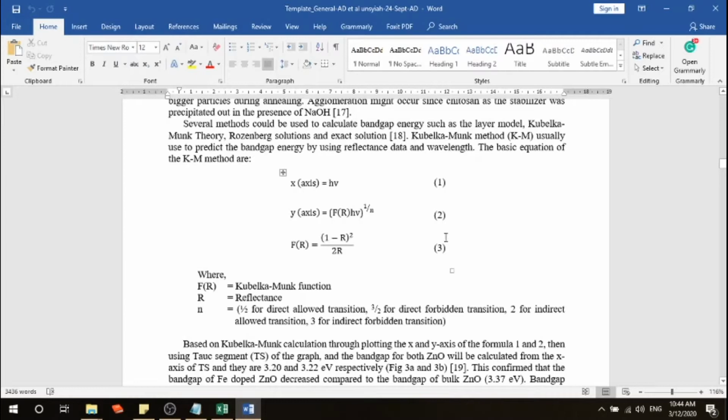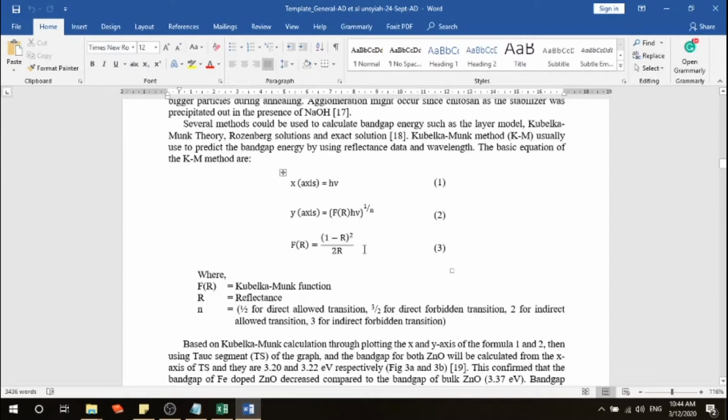The x-axis is h times frequency, or wavelength, and then the y-axis is the Kubelka-Munk function, where it is (1 minus R)^2 divided by 2R, and this is the y-axis.